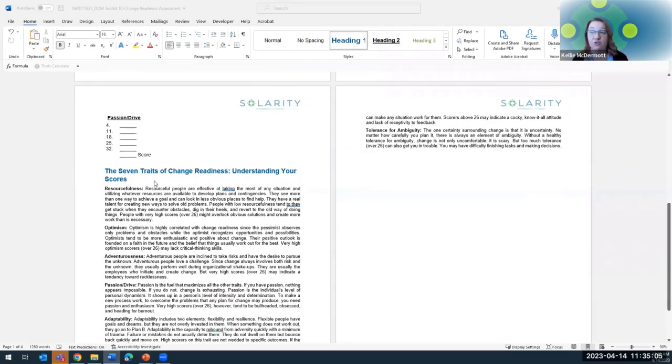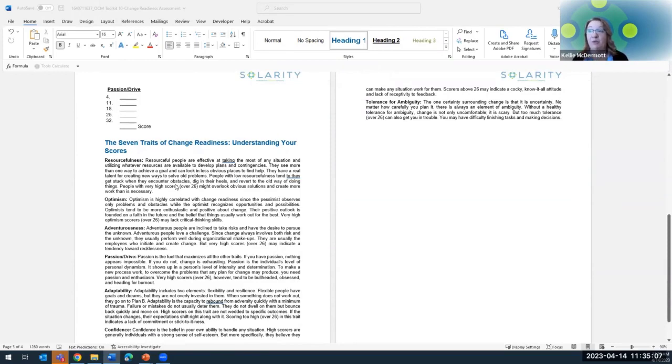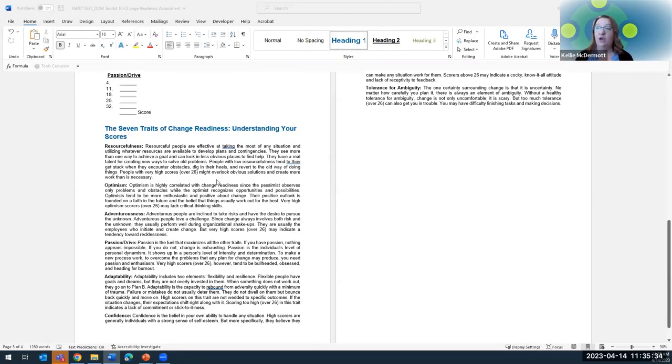So for instance, resourcefulness. Resourceful people are effective at taking the most of any situation and utilizing whatever resources are available to develop plans and contingencies. They see more than one way to achieve a goal and can look in less obvious places to find help. They have a real talent for creating new ways to solve old problems. People with low resourcefulness tend to get stuck when they encounter obstacles. They dig their heels in and they revert to the old way of doing things.